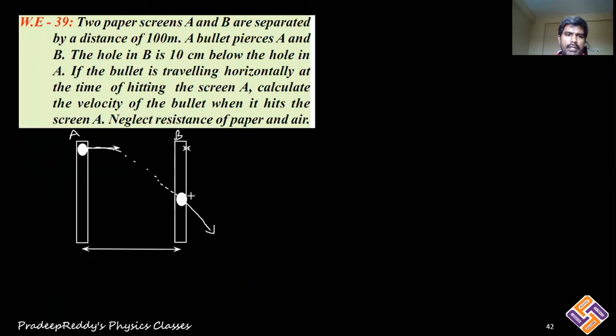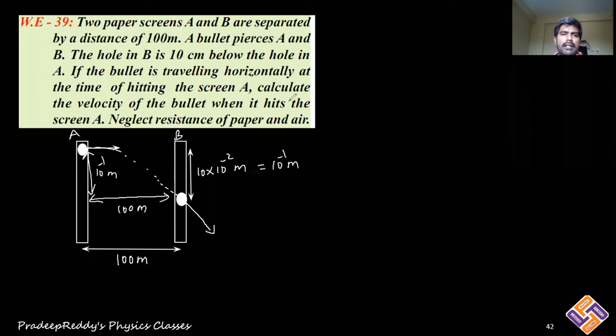The holes between A and B are vertically separated by a distance of 10 centimeter. That is 10 into 10 power minus 2 meter, which is equal to 10 power minus 1 meter. That is the vertical distance y. And along the horizontal, the distance is 100 meter. So this horizontal distance is 100 meter, and this vertical distance is given as 10 power minus 1 meter.